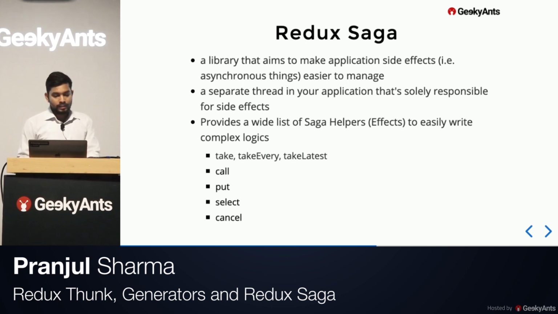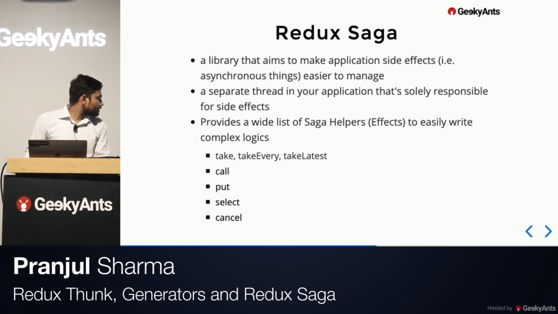Take is used in the worker saga to pause its functionality and look for a specific pattern. Call we can use to call a function with some arguments. We can also use cps if we want to pass a reference of this to the function that is being called. Put is used to dispatch an action. Select is used to get the store state, and cancel we can use to cancel any pending effect.